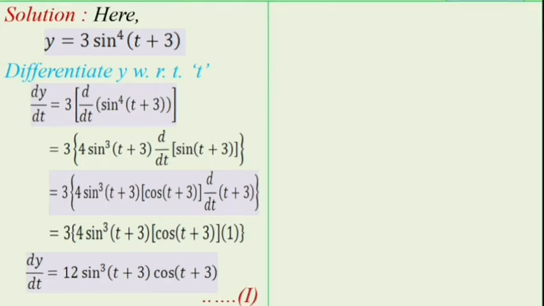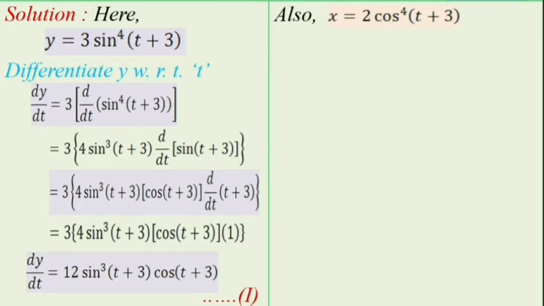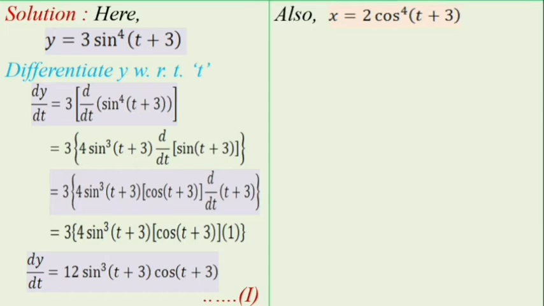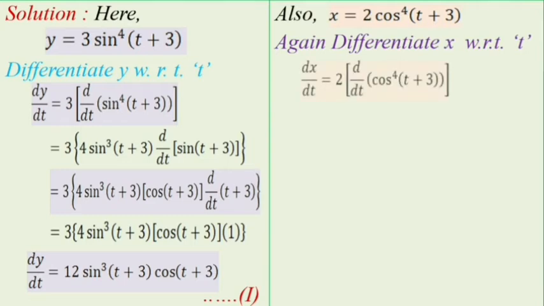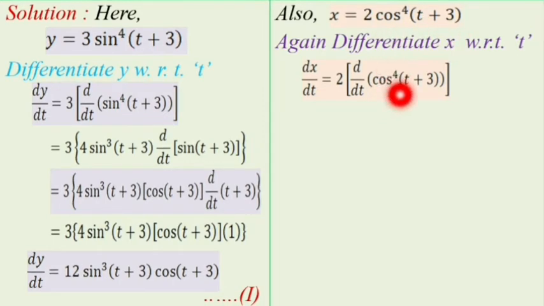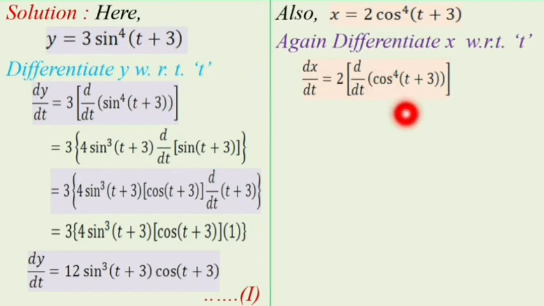Same method. Now take the first function, that is x equals 2 cos raised to 4 of t plus 3. Now differentiate that function also with respect to t, that is differentiate x with respect to t. We get dx by dt equals 2, as 2 is constant, into bracket d by dt of the remaining function, that is cos raised to 4 of t plus 3. Again we have to take the derivative in a similar way as for sin raised to 4 of t plus 3.